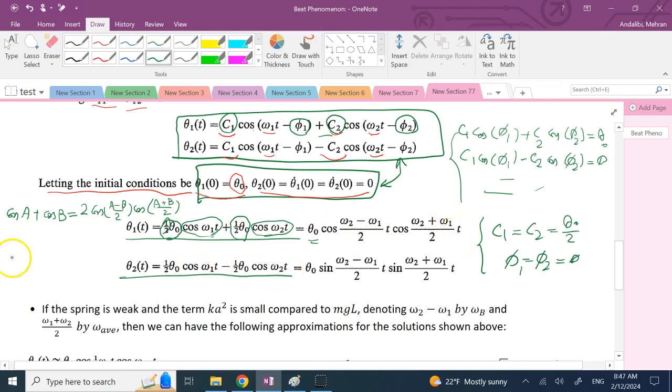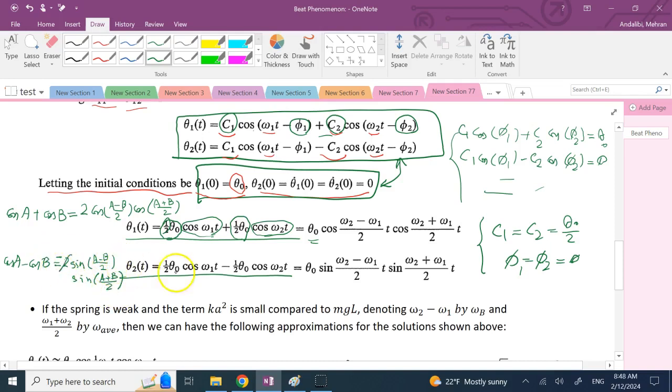And similarly here, you have cosine of A minus cosine of B, which, as you can see, can be written as negative 2 times sine of (A minus B) over 2 times sine of (A plus B) over 2.